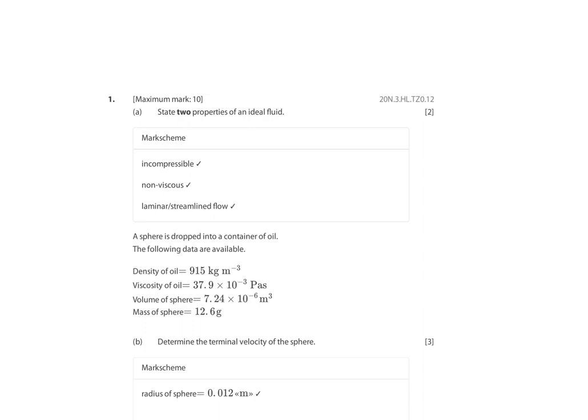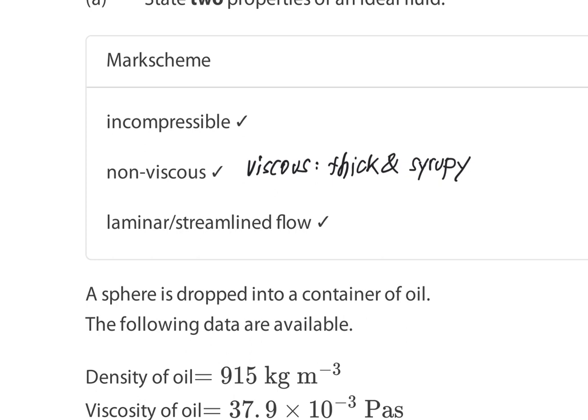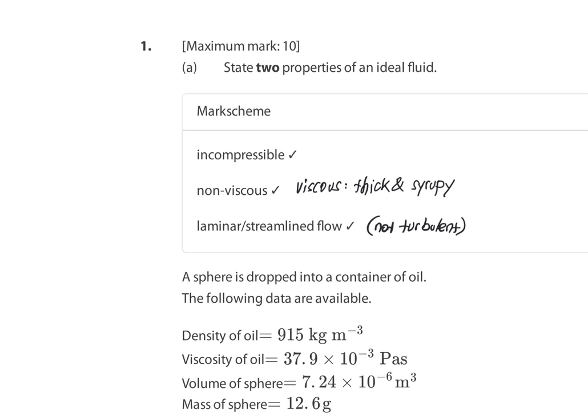The first question is from November 2020, and it asks us to state two properties of an ideal fluid. We know that ideal fluid properties are incompressible, you can't squeeze it. It's non-viscous. If something is viscous, it's thick and syrupy, so we don't want our ideal fluid to be thick and syrupy. We want it to flow like water, so that's non-viscous. And laminar or streamlined flow, the alternative to which is turbulent flow. So you don't want the flow to be turbulent. And it wanted two of those three things.